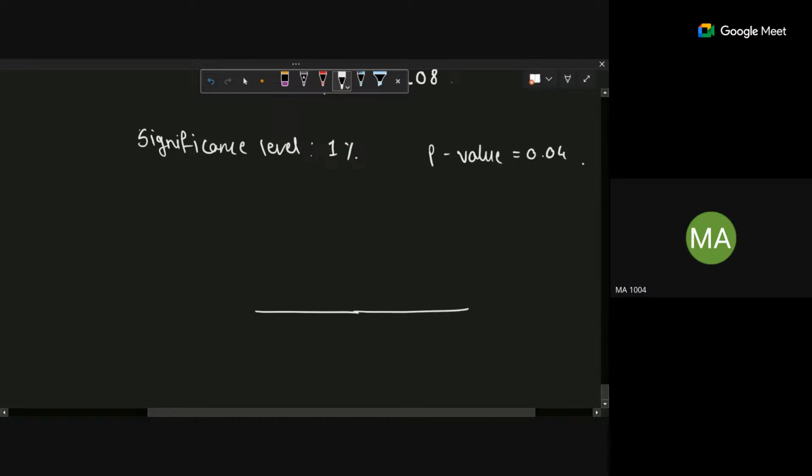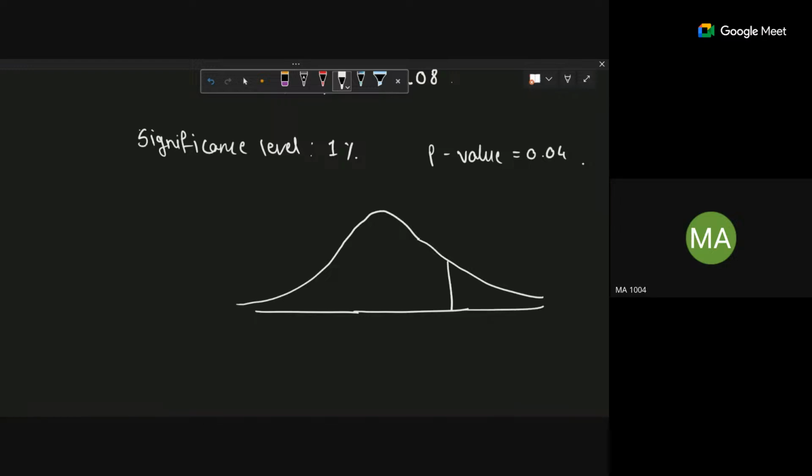So in this case, what is your value of alpha? 0.01. Okay, and what is p value? 0.04. So let's say C is somewhere here and this is your p value, and this area is 0.04, right? Where should my alpha lie then? So if alpha is 0.01, it will be somewhere here, this red part.